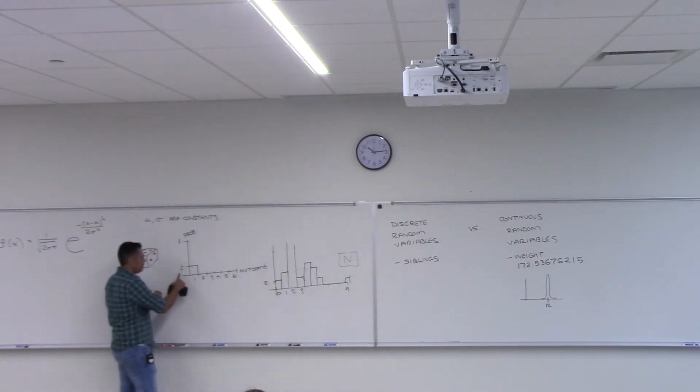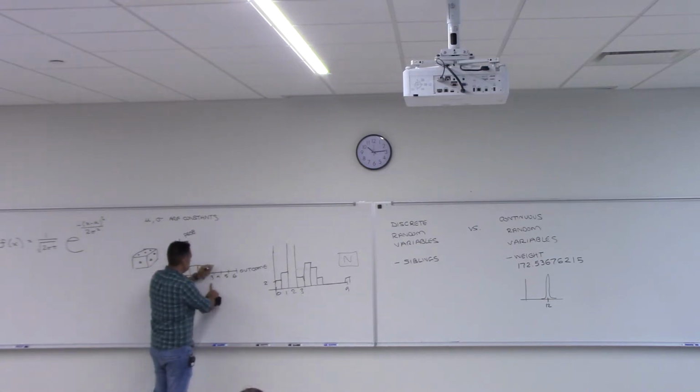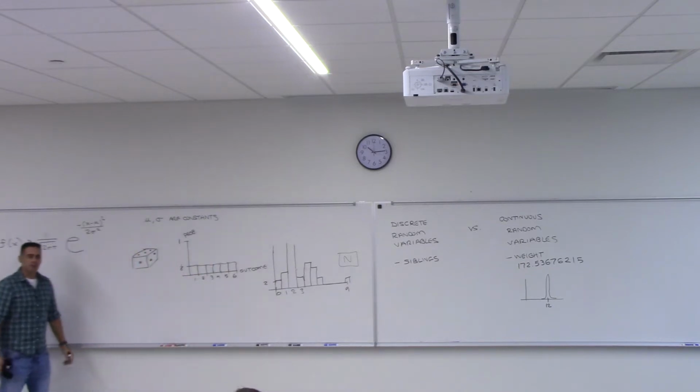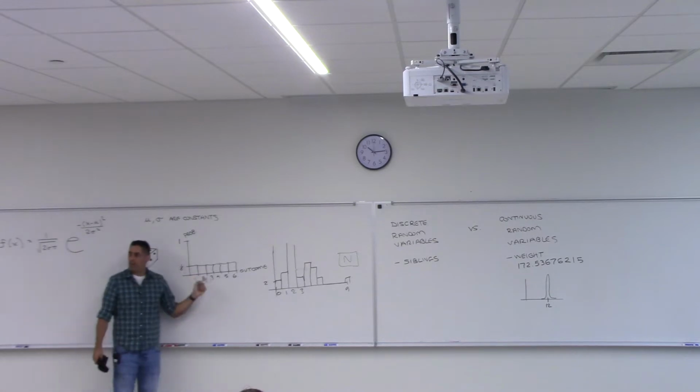What's the probability of rolling a 2? 1/6. 3, 1/6. 4, 1/6. 5, 1/6. They all have equal probabilities, right? Yeah? Okay, that right here, what you're looking at is what's called a probability distribution.